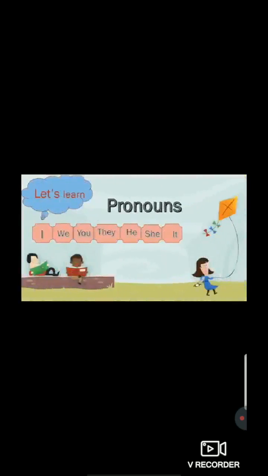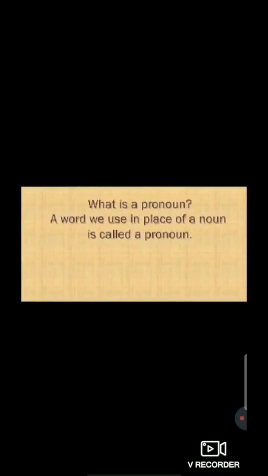So here some words are related to pronouns. The words are I, we, you, they, he, she, it, and many more, but these are the basic words about pronouns. So students, first of all, what is a pronoun? A word we use in place of a noun is called a pronoun.